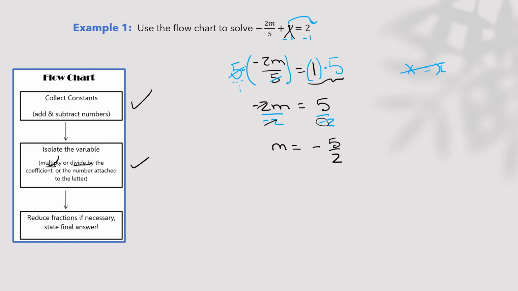The third step isn't always necessary. It says if necessary, reduce fractions. So this fraction can't be reduced. Depending on what your final answer, the question is that you're working on, you may see this written as a mixed number. That would be -2.5. So you could do that step there, but really once you get m equals -5 over 2, you have finished that question.